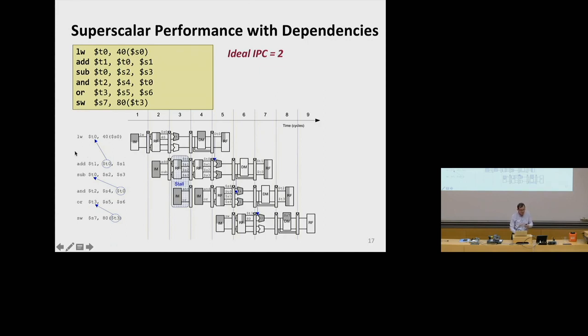And if you look over here, basically, we don't achieve the ideal IPC because this load needs to go by itself and the next instruction needs to wait. So the actual IPC goes down by a lot, 1.2. 6 instructions are issued in 5 cycles. Right. And you can examine this yourself.